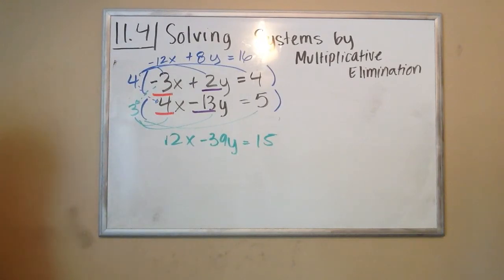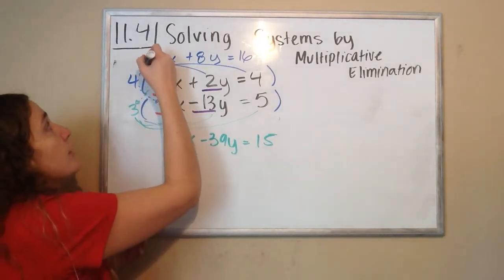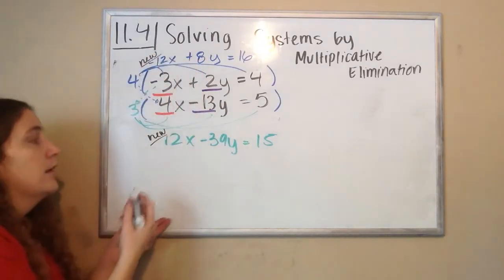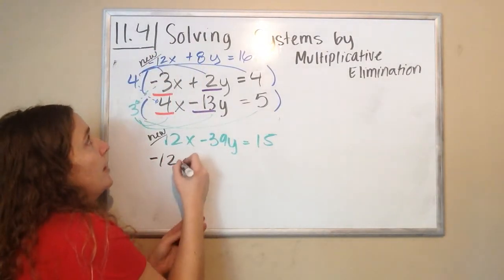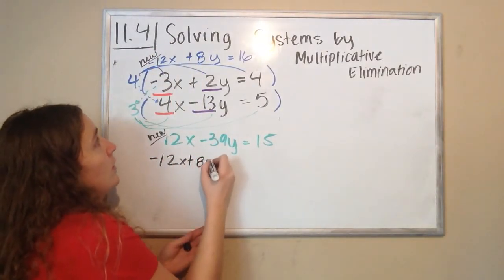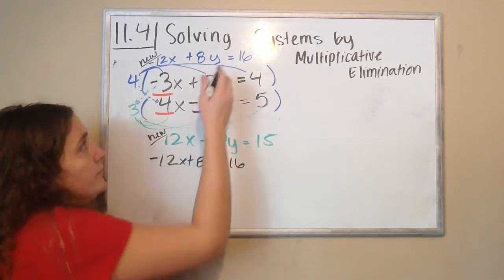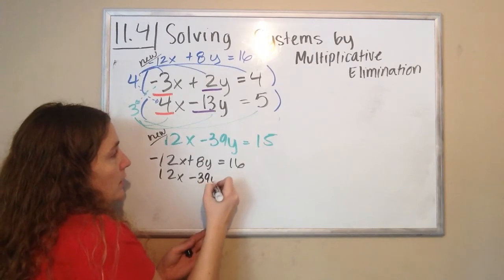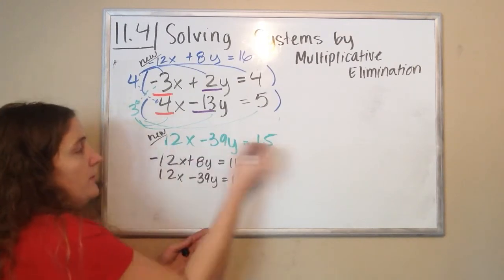So I'm going to rewrite both of our equations down here. These are our new equations, right? These are the ones we want to use. Otherwise, there was no point in multiplying. So equation 1 from up there, and equation 2 from down here.